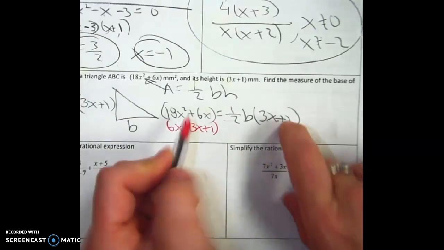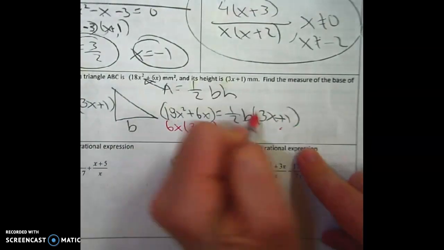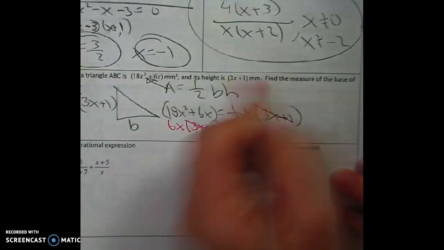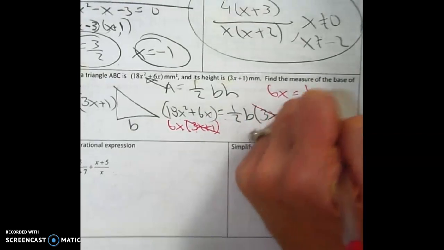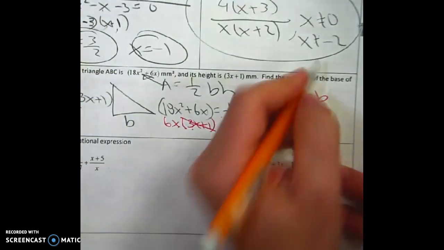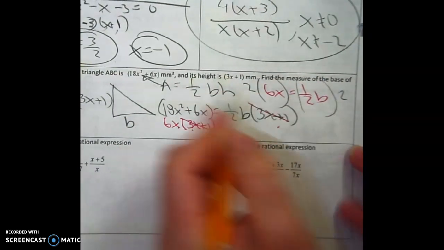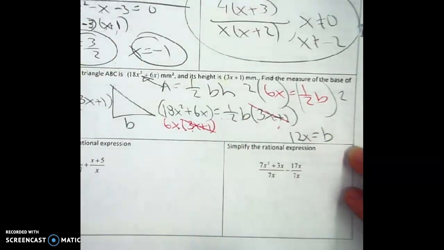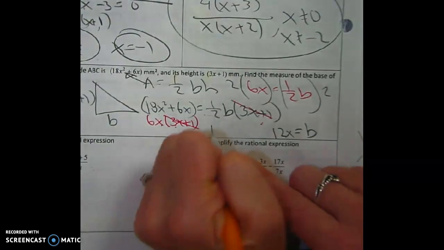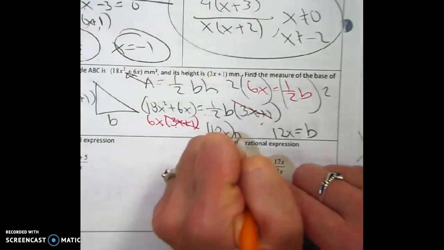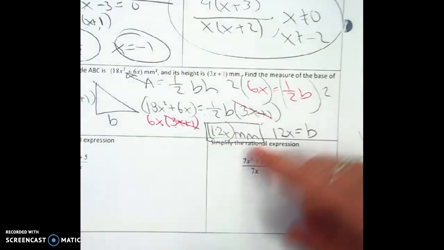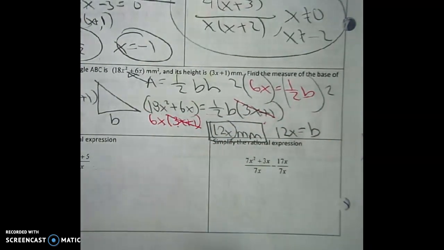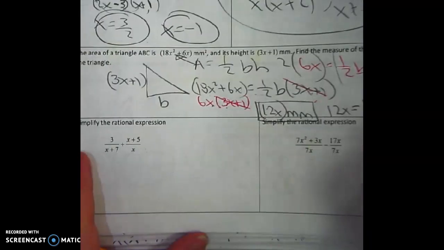Now remember what I said, if you have the same thing on the left and the same thing on the right, you can cross them off. So now I'm just left with 6x equals 1/2 b. How do I get rid of fractions? Multiply by the denominator. So then I get b equals 12x. But the answer is in millimeters, so it's 12x millimeters. This is definitely one of those things where if this one's on the test and you don't go over this problem, you're not going to get it. Which is good that you're watching the video.